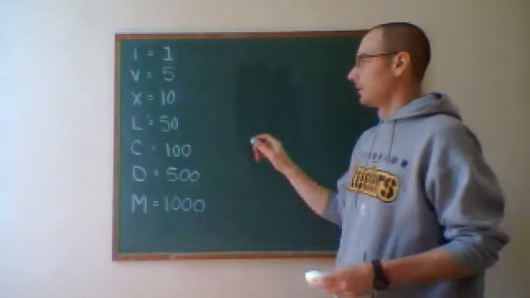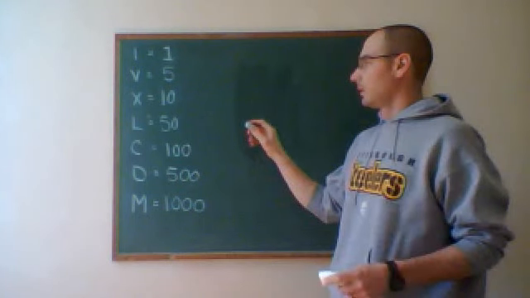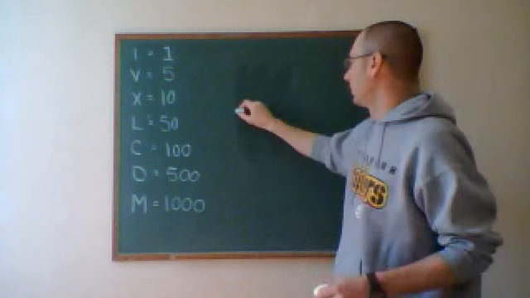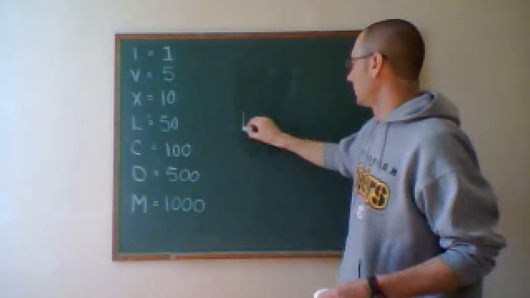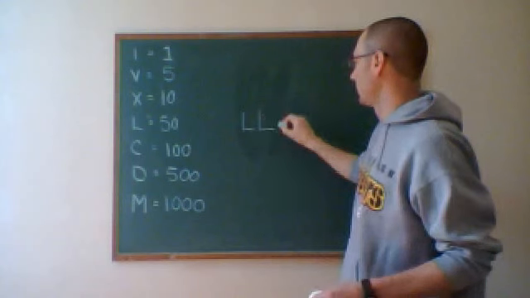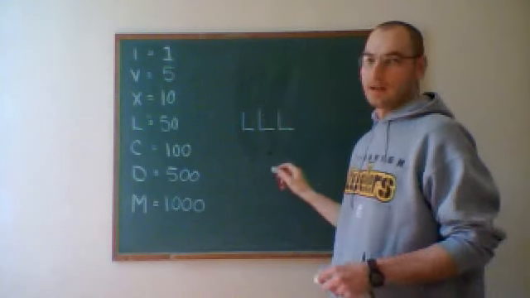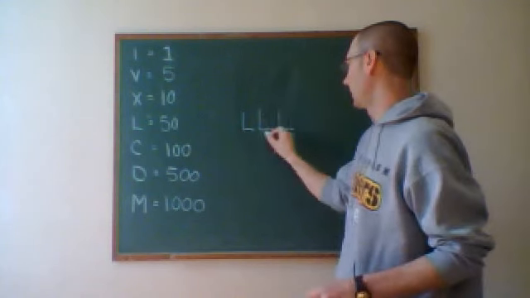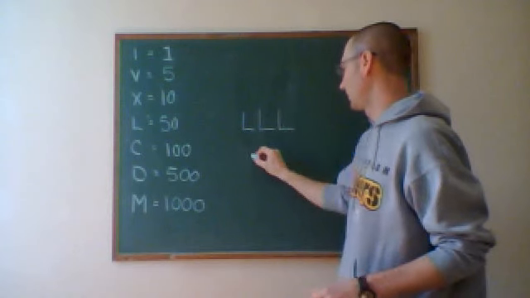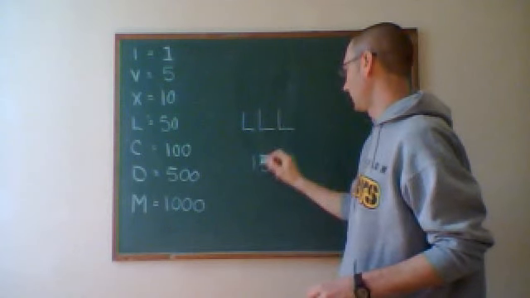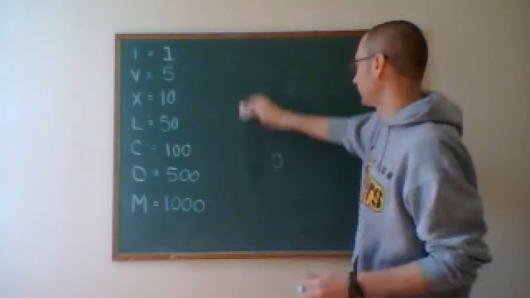If we have 2 or more letters that are the same, we simply add them together. L, L, L gives us 50, 50, 50 for a total of 150. All right.